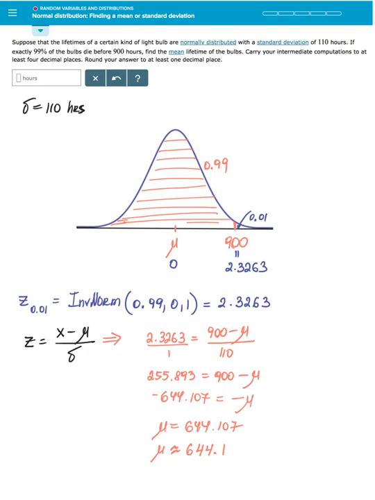In this video, we will learn how to solve problems when we don't know the mean or standard deviation.